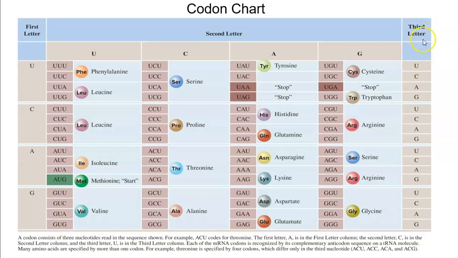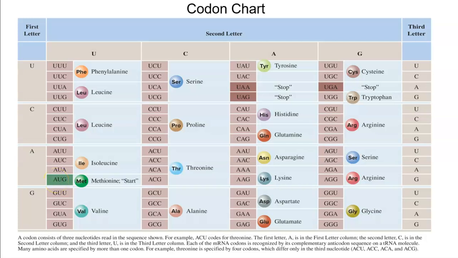Third letter, okay, so your third letter, everything in a row across will be whatever is listed here. So let's stick with this one. We'll go with G. So look, third letter G, G, G, G. Okay, so A, U, G means that we need a methionine. Methionine is always going to be the first amino acid added to a chain. So our mRNA starts with AUG.